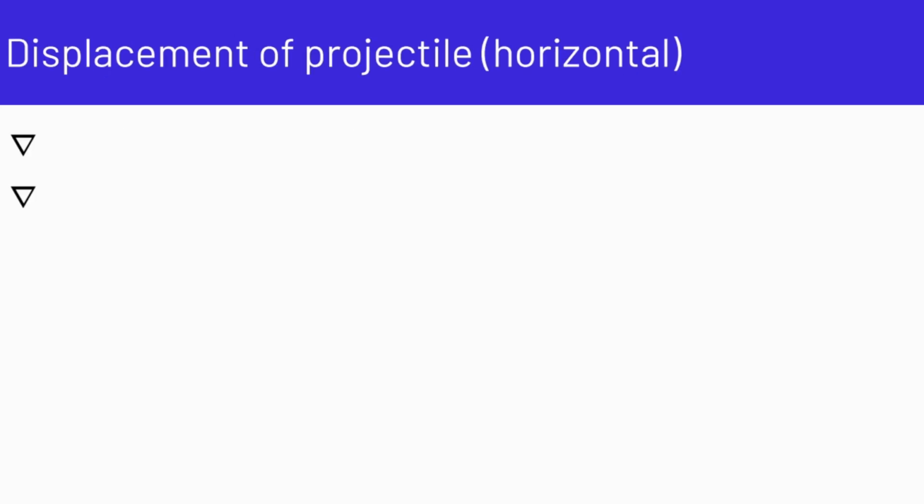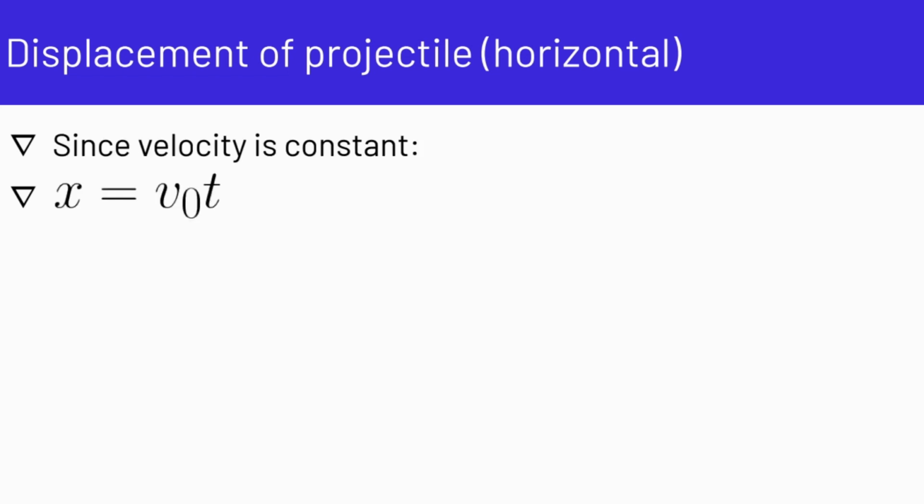All right, now we're going to talk about displacement, how to figure out the displacement of the projectile. In this case, we're going to look at the displacement of a projectile in the horizontal direction. Since the velocity is constant, we're going to use this equation, x equals v naught times t. So v naught is the initial velocity, and since velocity doesn't change, the initial velocity times time is going to give us the horizontal displacement of the projectile.